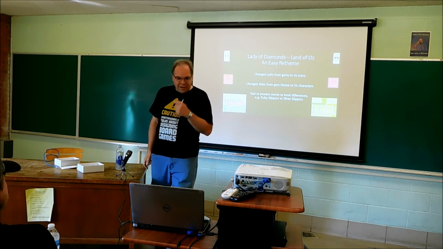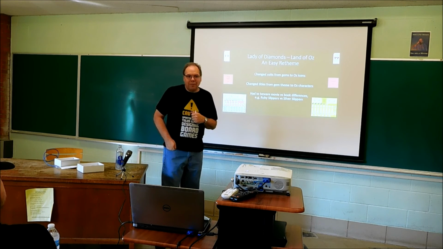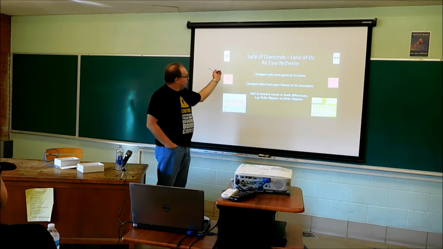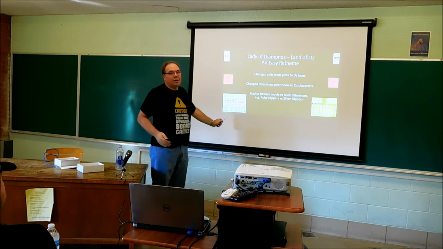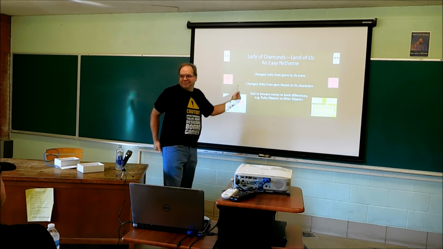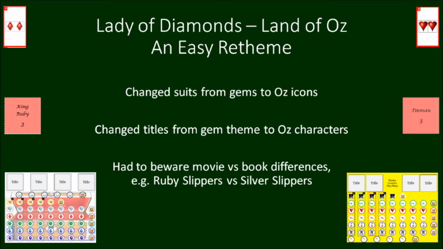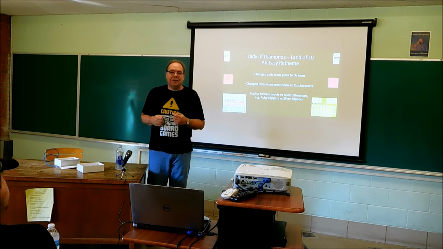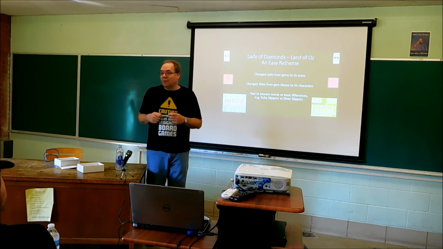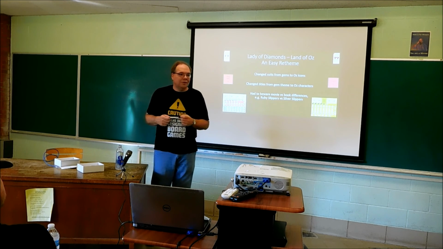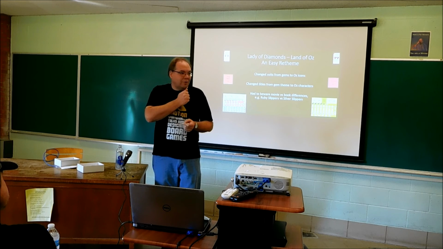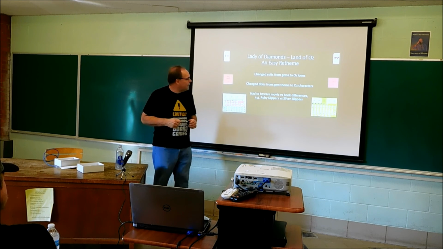So, how do you go about retheming a game? This one is fairly simple. Obviously, on the left, on your left, is all the original Lady of the Diamonds pieces. On the right is the Land of Oz. Whereas before I had suits of things like diamonds and rubies and sapphires and emeralds, now it had to be things like diplomas for the Scarecrow, and hearts for the Tin Man, and medals of courage for the Lion. So I had to change the suits.